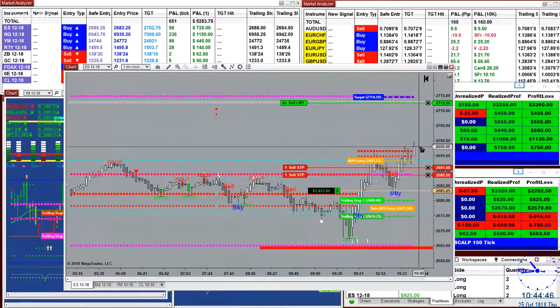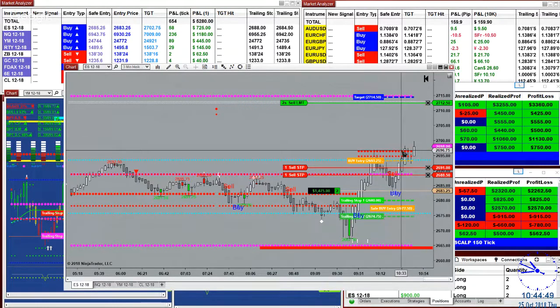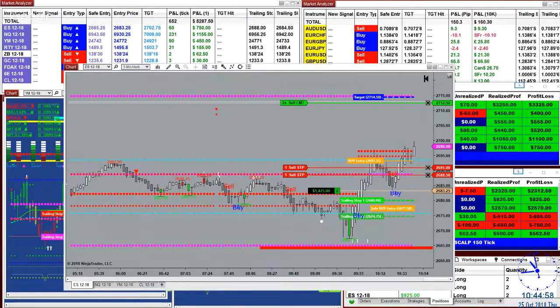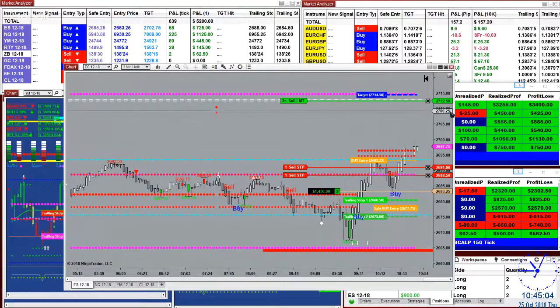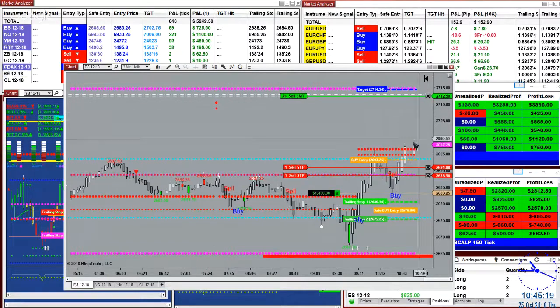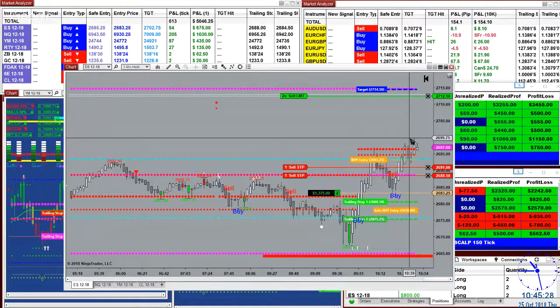We need that bar to close above those numbers here, 96. What is your total profit right now, Vito? They're coming to you. Oh, okay. We need that bar to close above.